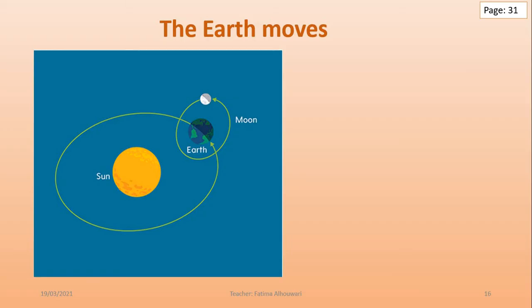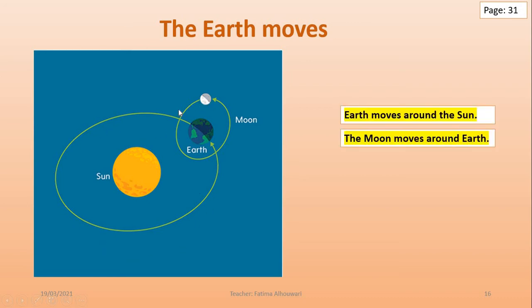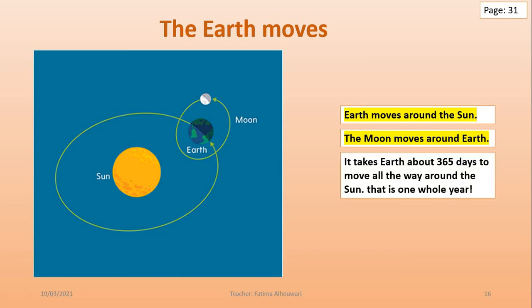It was really interesting, right, grade 1? You know now that the Earth moves around the sun, and the moon moves around the Earth. So the sun does not move around Earth or moon. The sun is so huge, so it takes Earth about 365 days to move all the way around the sun. That's one whole year. So interesting.